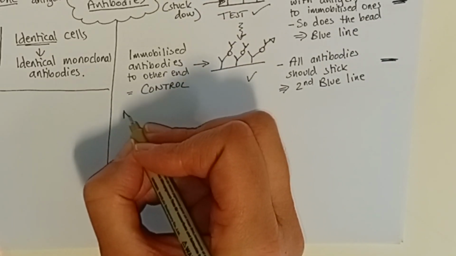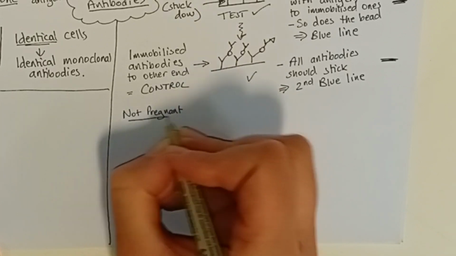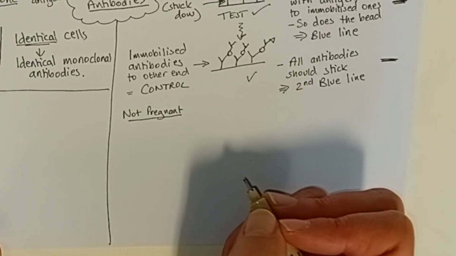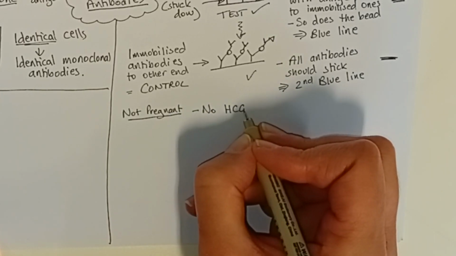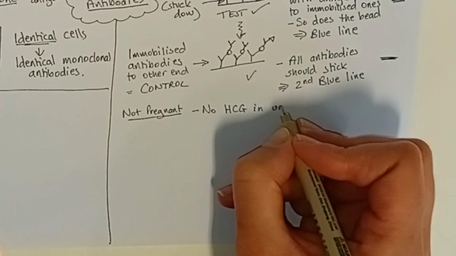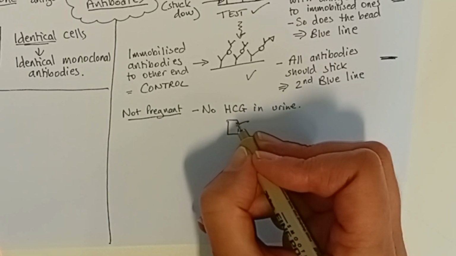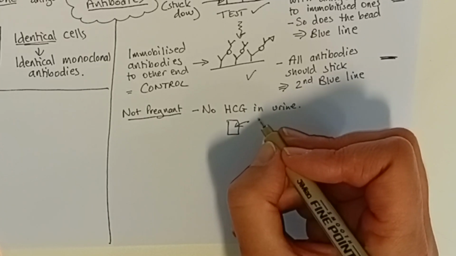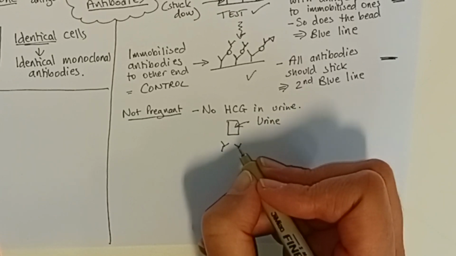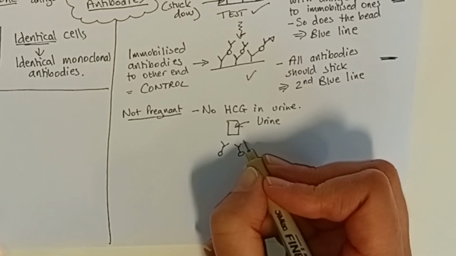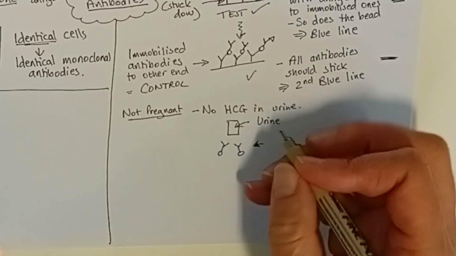If you're not pregnant, then there is no hormone, no HCG in the urine, which means that when you wee on it, there's just urea and water there. It means when it gets to this first set of antibodies with the dye on, there's no antigen, no HCG.